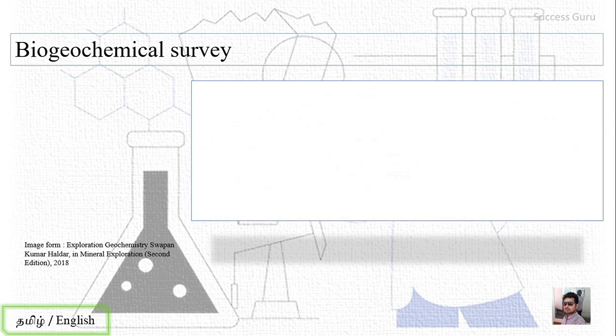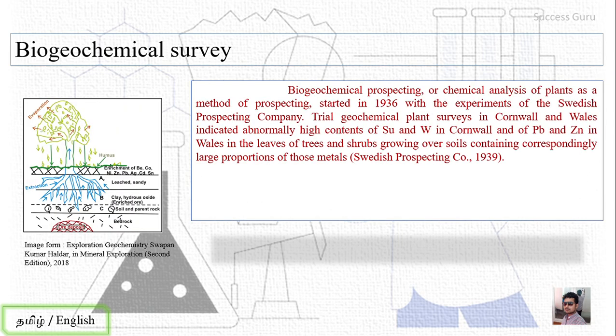Then you can see the biogeochemical survey, that is, the biogeochemical prospecting or chemical analysis of plants as a method of prospecting. It started in 1936 with an experiment of a Swedish prospecting company. The trial geochemical plant survey in Cornwall and Wales indicated abnormally high concentrations of Sn and W in Cornwall and Pb and Zn in Wales in the leaves of trees and shrubs growing over soil containing correspondingly large proportions of those metals.